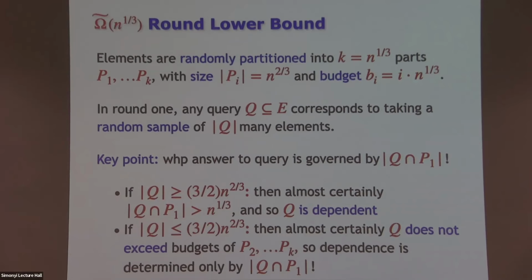Now let's look at the other case. Imagine that Q is smaller than 3/2 times n to the 2/3. It could still be the case that a dependence arises in part P1 by the same logic as before. But importantly, Q does not exceed the budgets of P2 through Pk. For the same reason, you expect only 3/2 times n to the 1/3 in each bucket, but those budgets are all at least 2 times n to the 1/3. So none of those other buckets will have their budget exceeded, and the dependence depends only on what happens in Q intersect P1.